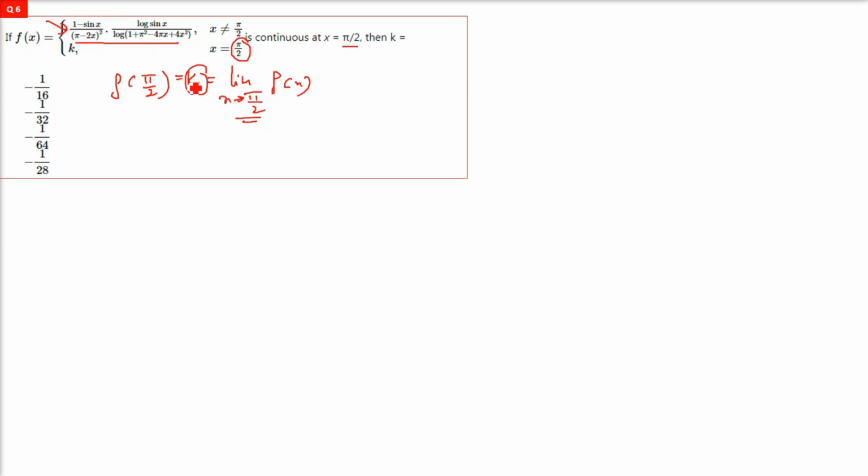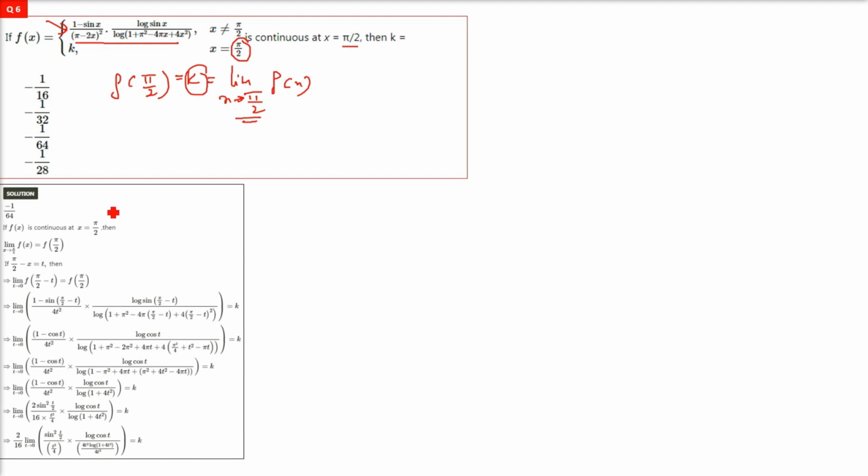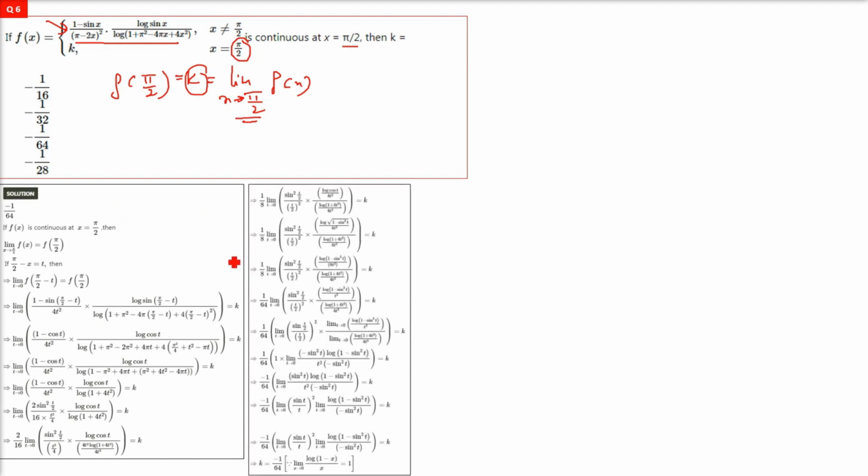In totality, the question will be solved by finding the limit of this function at x equals pi by 2. So this is the solution just for your reference. If you are able to solve it yourself, then it is okay. But we are going to do it ourselves. We will take it term by term. Every term I am going to take separately, because it is always a good idea not to combine all of these, as there will be some confusion.